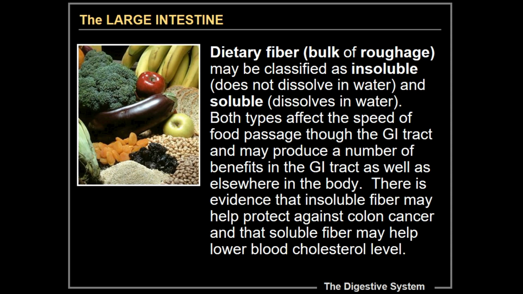So, dietary fiber, also known as bulk roughage, may be classified as insoluble, does not dissolve in water, and soluble, which some of it does dissolve in water. Both types affect the speed of food passage through the GI tract and may produce a number of benefits in the GI tract as well as elsewhere in the body. So, your vegetables are good for you. Eat your fruits and vegetables. There is evidence that insoluble fiber may help protect against colon cancer, and that soluble fiber may help lower blood cholesterol levels. So, again, it is very important that you eat your fruits and vegetables.